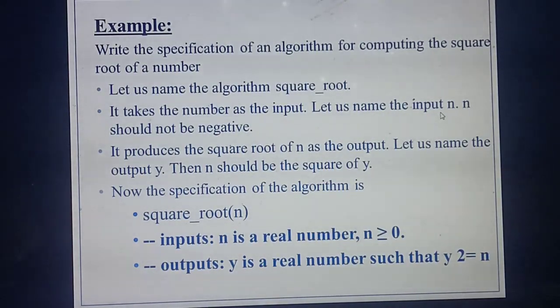Then what's the second line you need to write? Property of the input. What's the property of the input you are giving? Listen. Whatever number you are giving as the input should not be negative. If you are giving some number, that number will not be a negative number. Normally if you are squaring any number, for example 2 square, 3 square, 4 square, you will choose a positive number.